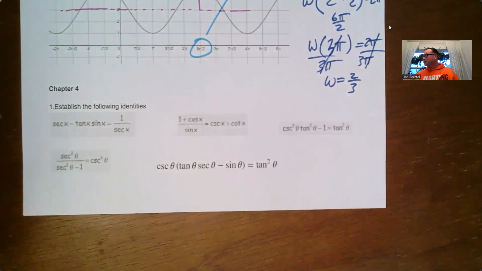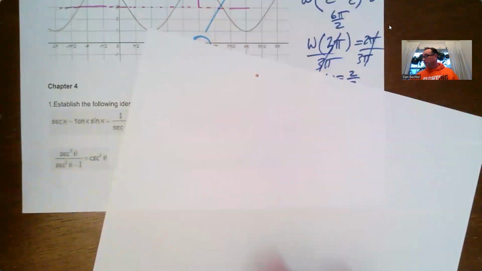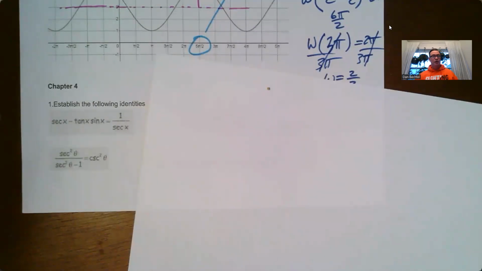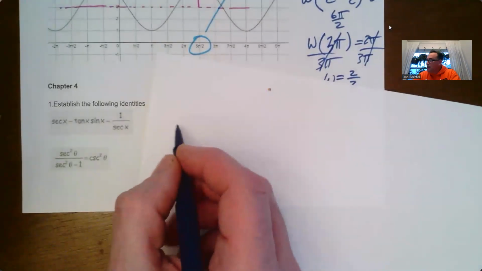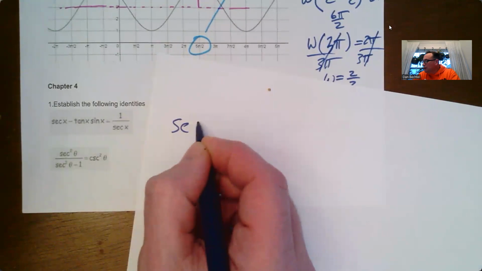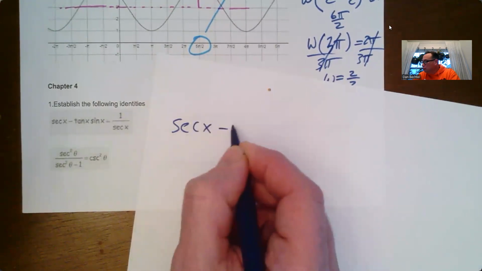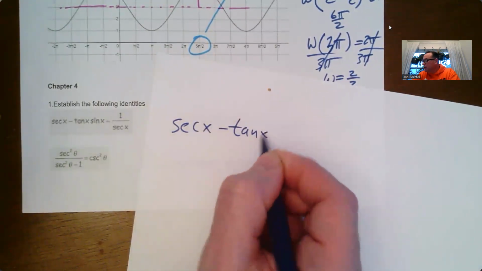Here we go. These are actually not terrible. Actually, none of them really are too terrible as we're looking at it. So that first one, secant x minus tangent x sine x is equal to 1 over secant x. Again, we take the more complicated side and make it look like the right. I do want to do something for just a second here. This is the only one of these that when I look at it, I'm like, dude, really?